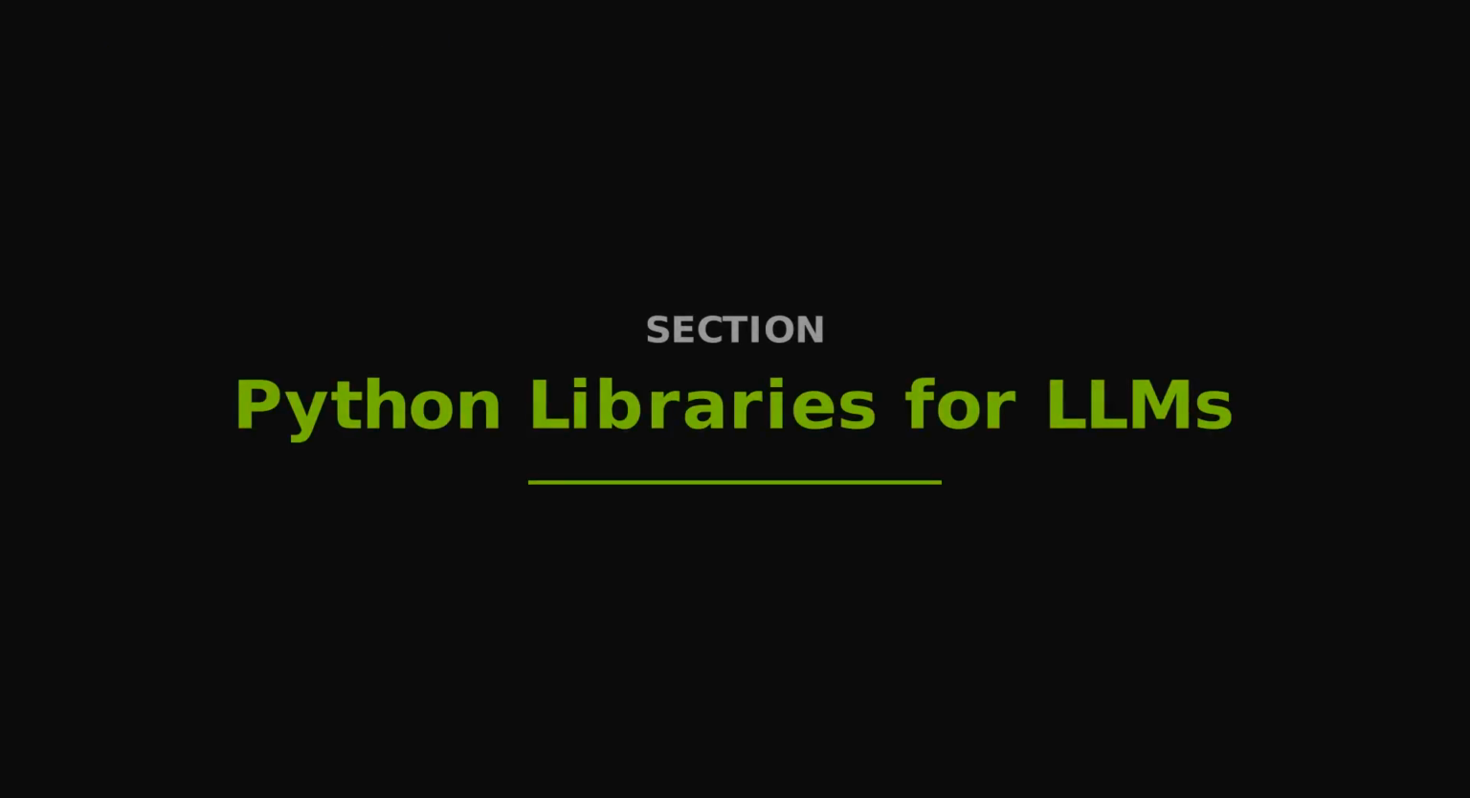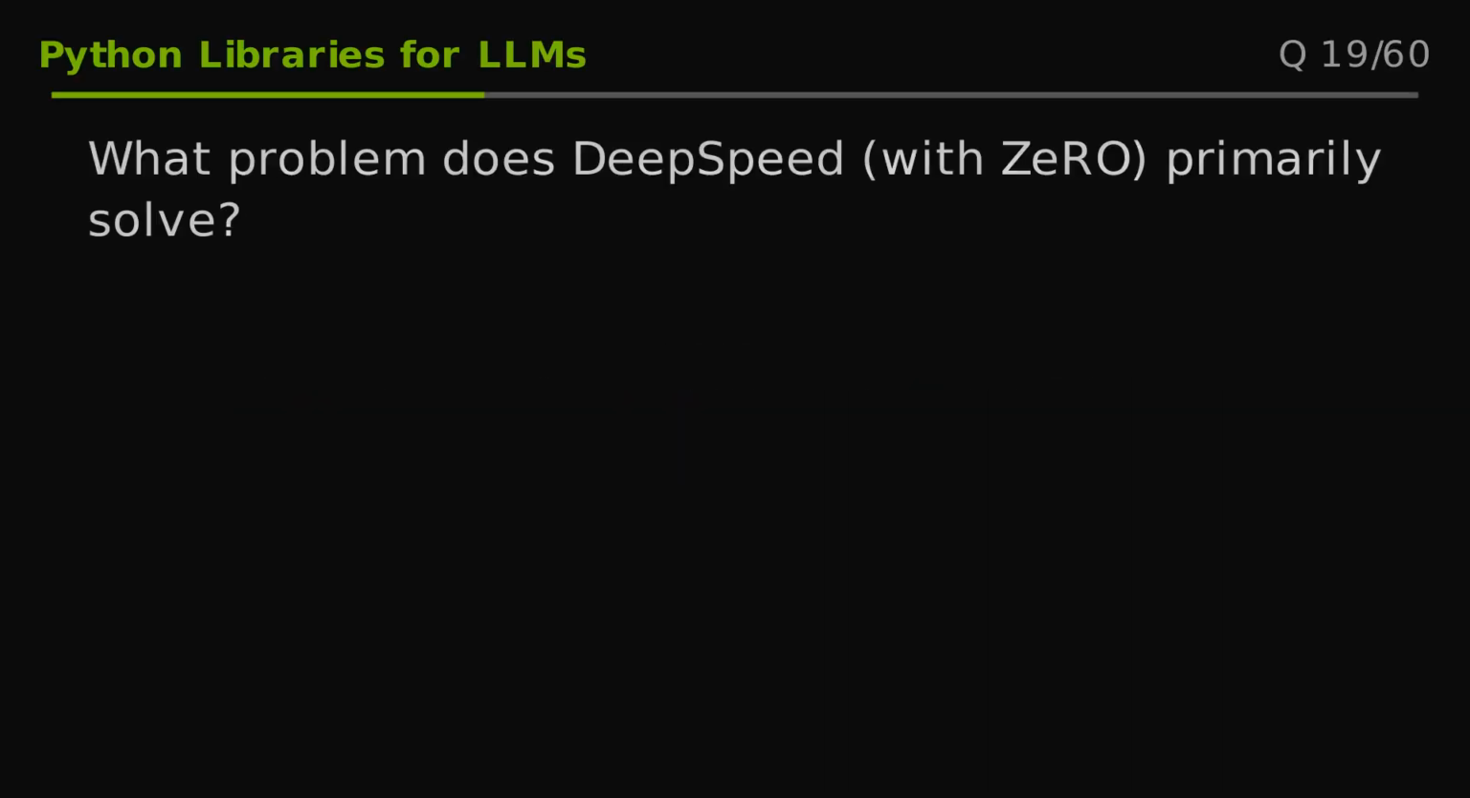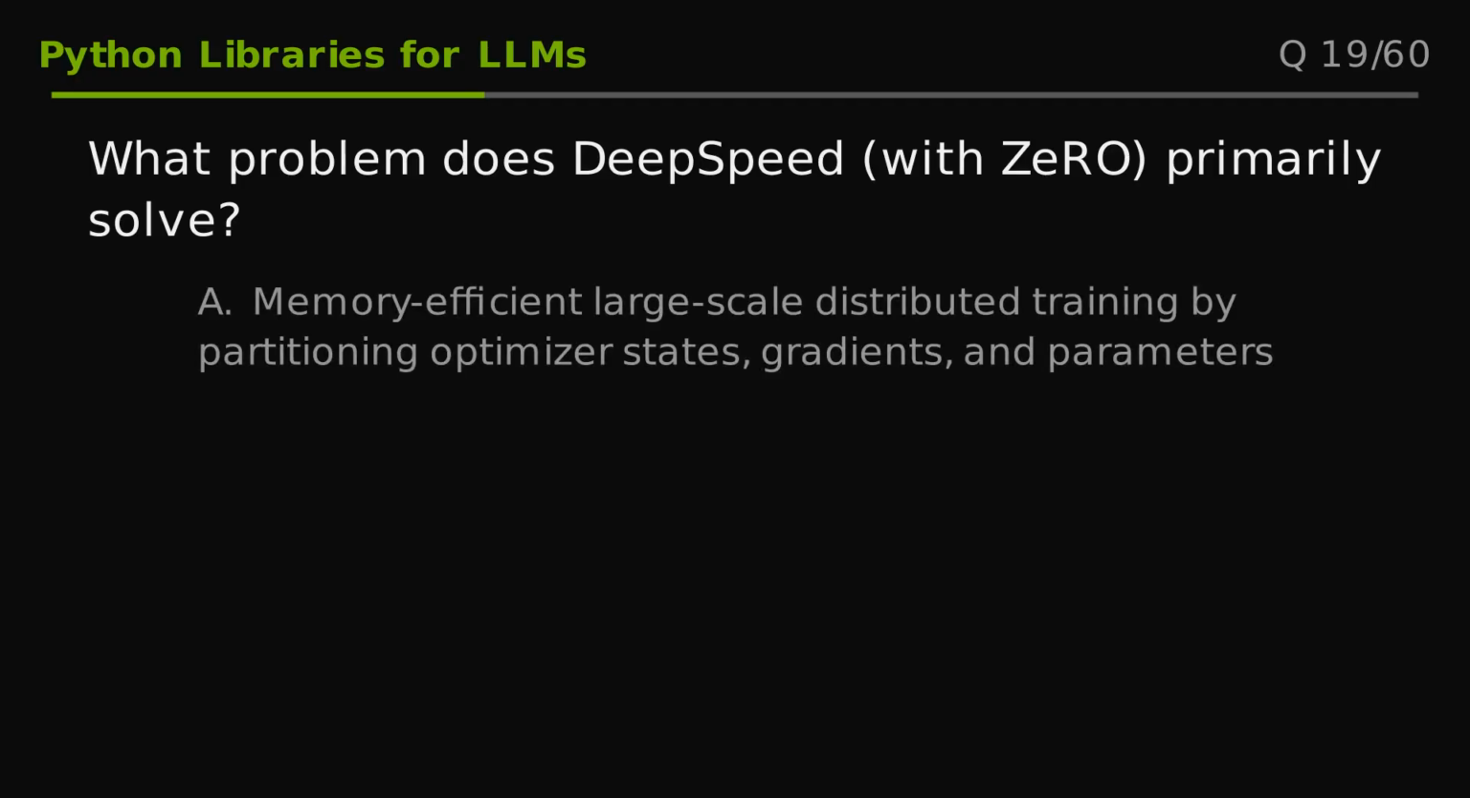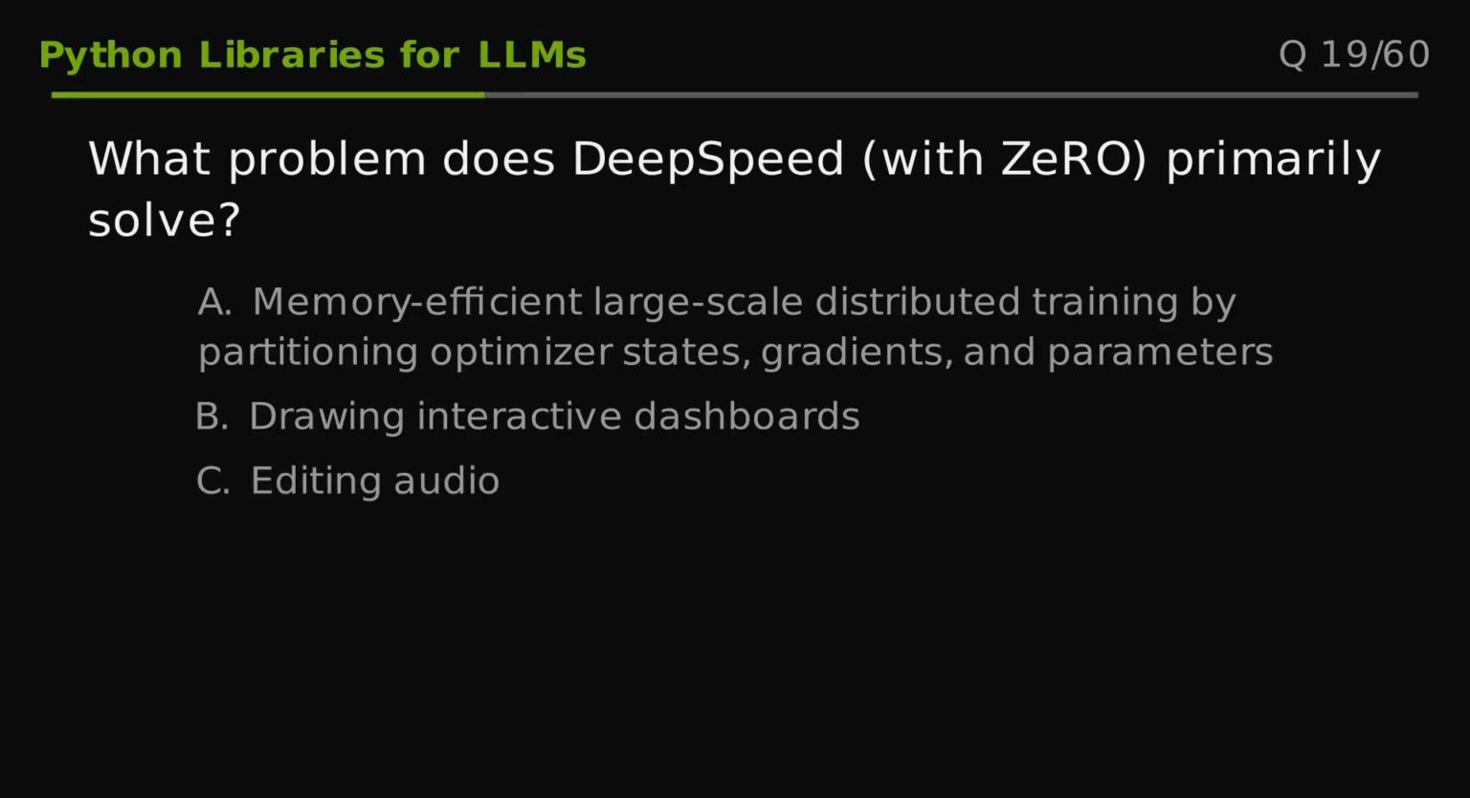Next section. Python libraries for ML. Question 19. What problem does DeepSpeed primarily solve? Option A. Memory-efficient large-scale distributed training by partitioning optimizer states, gradients, and parameters. Option B. Building interactive dashboards. Option C. Narrating audio. Option D. Serving static websites.